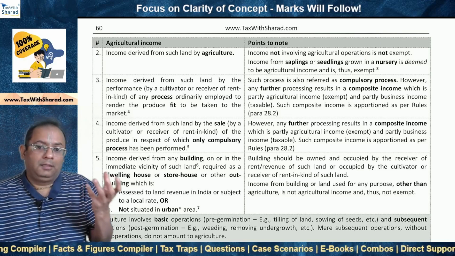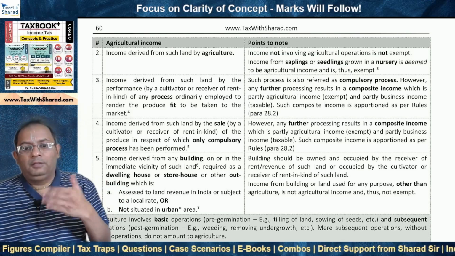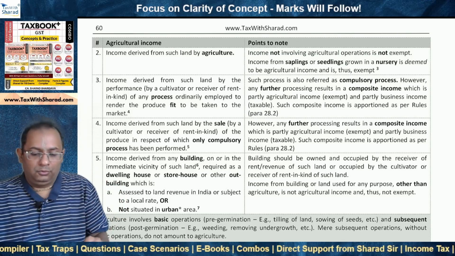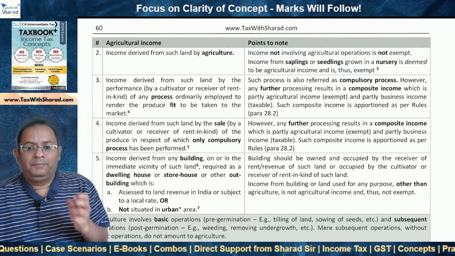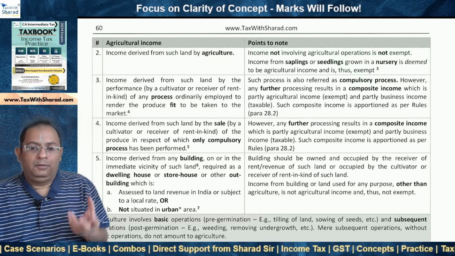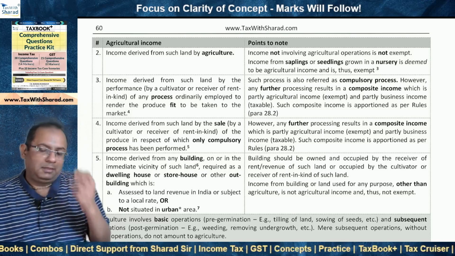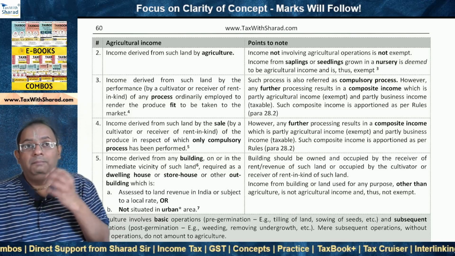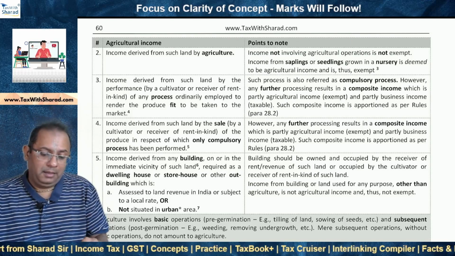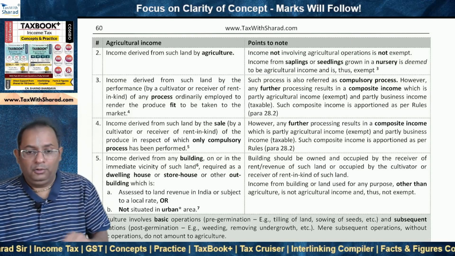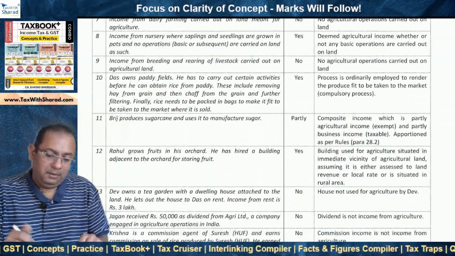In certain cases, the raw agricultural produce may not have a ready market. To make the produce fit to be taken to the market and sold, and for the income to be generated, the farmer may need to perform some compulsory process or processes. Some minimum necessary processing may need to be done before the farmer can make the produce fit to be taken to the market. Let's see an example.